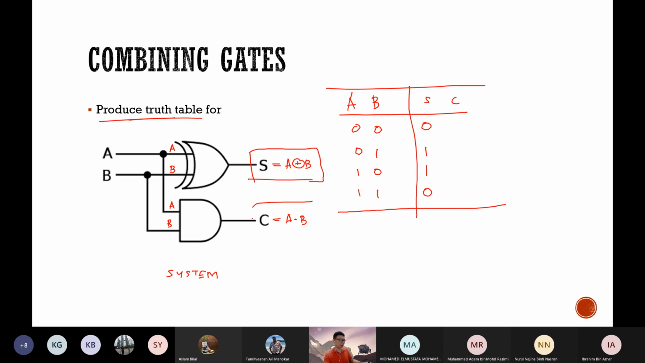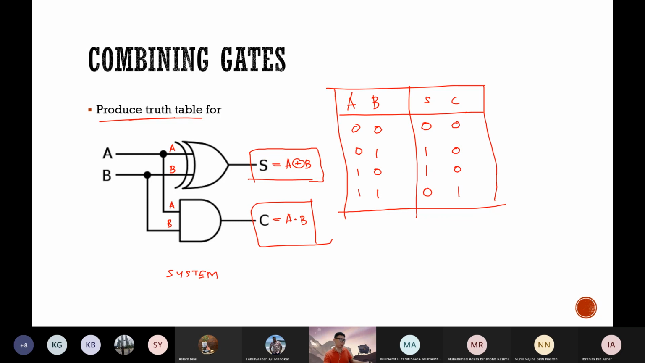Okay, what about C? C is very straightforward because it's just an AND multiplication over here. So we can take A multiplied by B: 0, 0, 0, 1. Okay, there you go. That is how easy it is to fill in the truth table of a system.